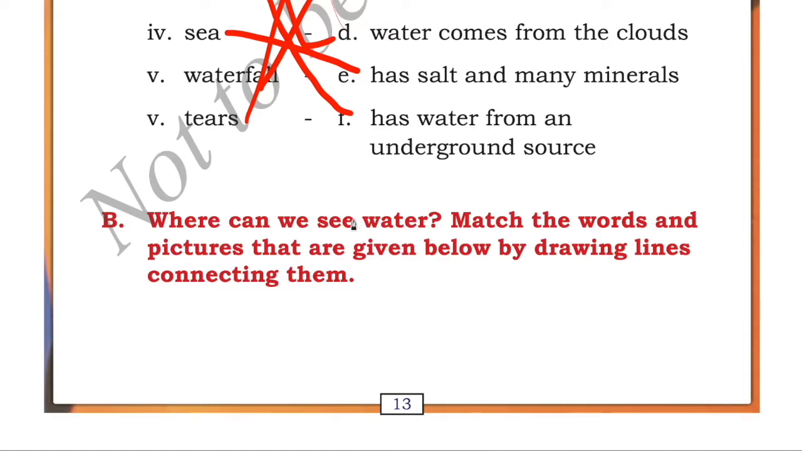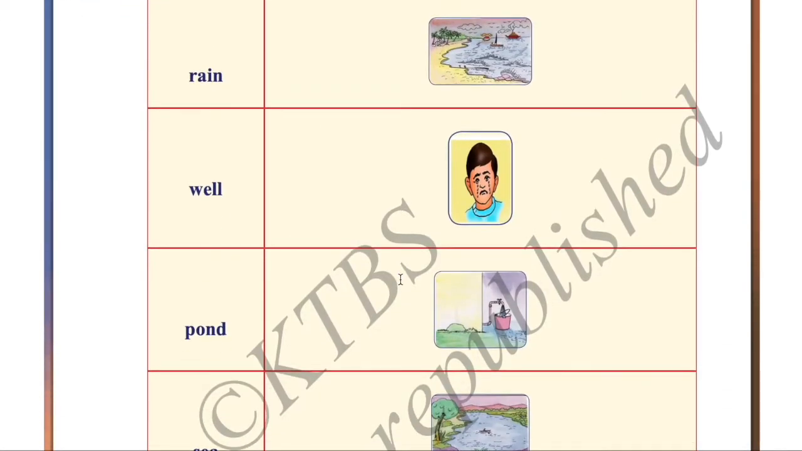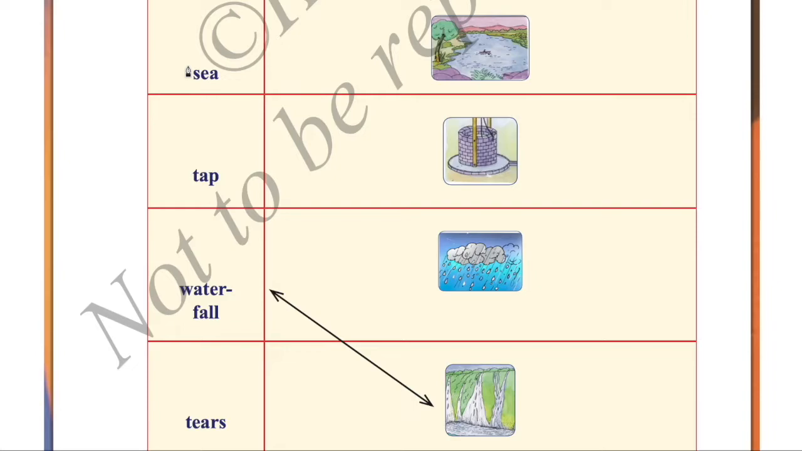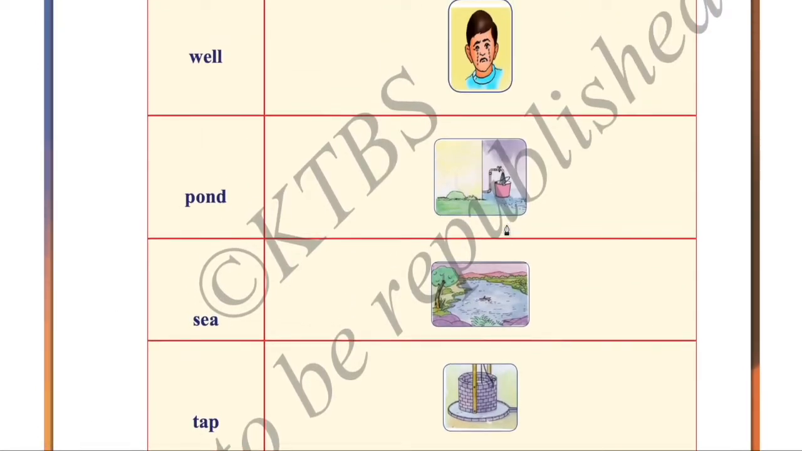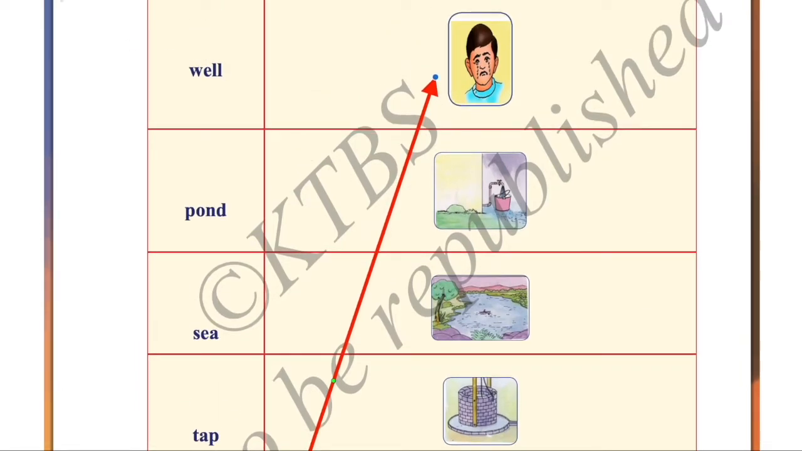Next, where can we see water? Match the words and pictures that are given below by drawing lines connecting them. Okay, it's the same as the previous one, except you have to do it with pictures. Okay, so let's try to do this. So let's start with tears. So we have tears over there in the top. Let me just match it for you like that. Next we have well. So which is well? Well is this picture. Okay.